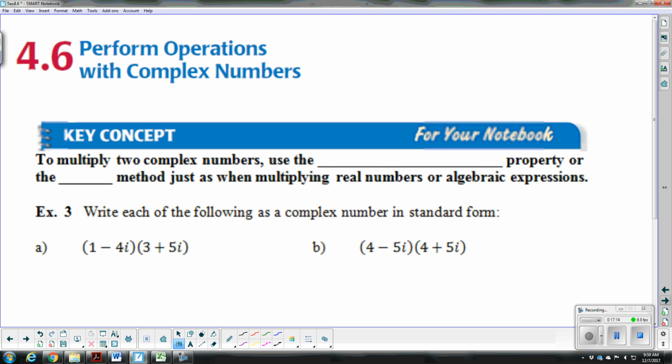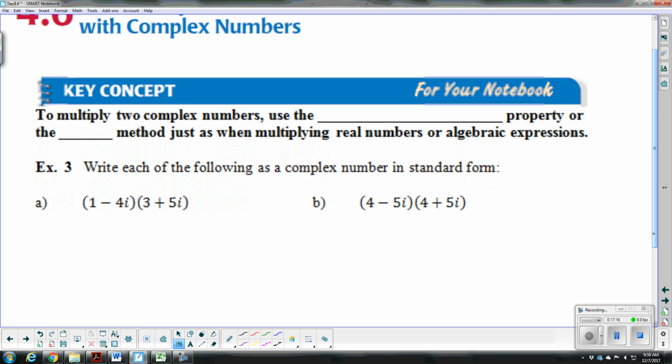All right, then let's look at this last section. To multiply two complex numbers, use the distributive property or the FOIL method. This is where we'll get our i squared terms, but we need to use the FOIL method.